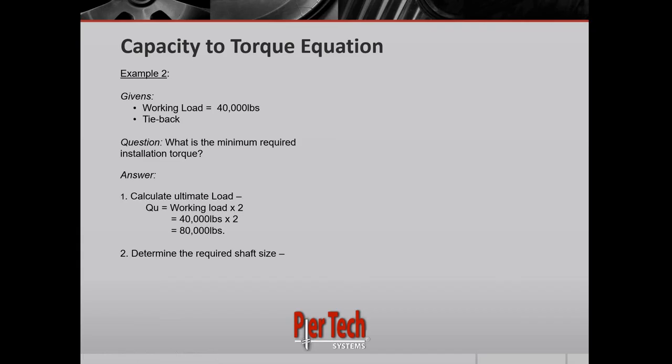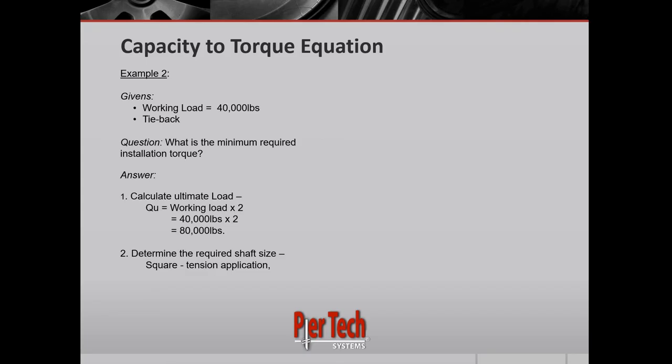Next, determine the required shaft size. I'm going to give you a second to figure this out. All right, for those of you who chose square shaft, you're correct. We choose square shaft because it's a tension application. We're pulling on the pile. And we discussed in our previous section what the advantages are of the square shaft for a tieback application.